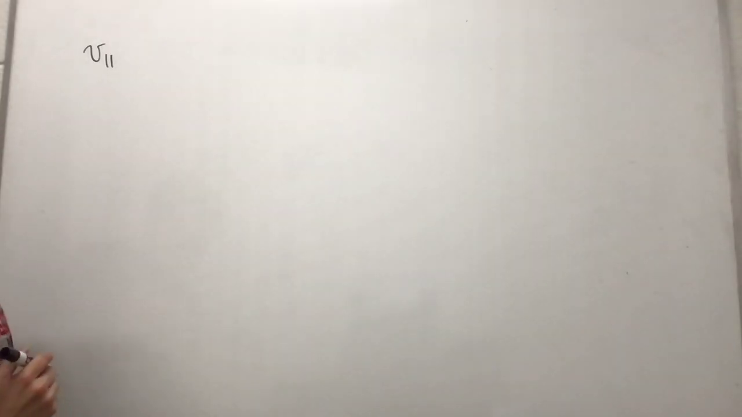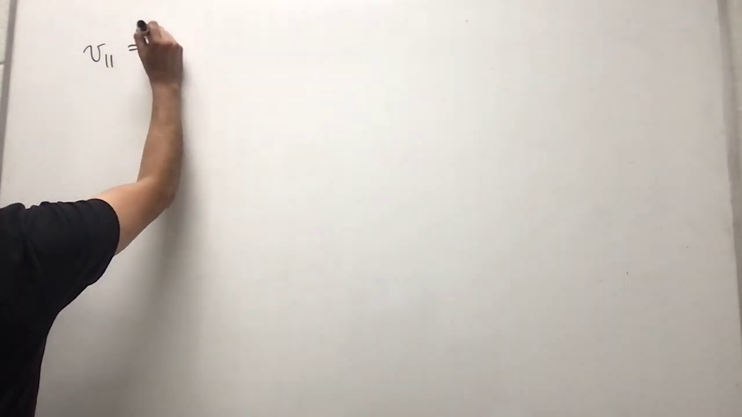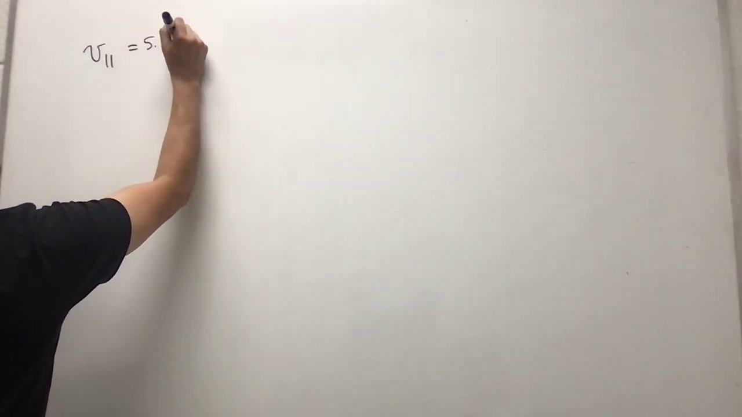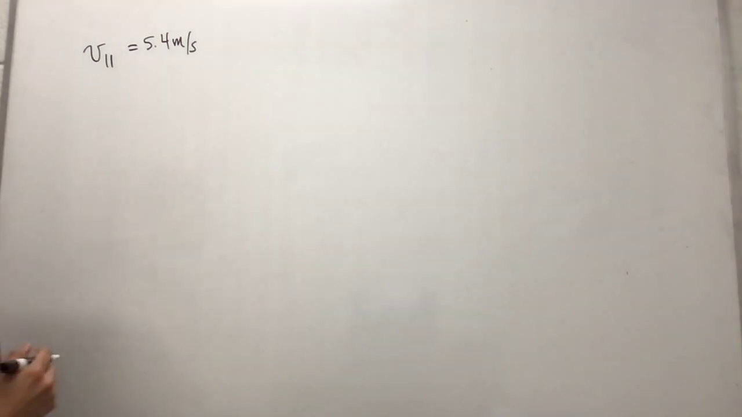Okay, so this is a continuation of the problem. And the part that we need from the previous part, I guess the quantity of interest, is the velocity parallel to the plane or to the ramp. And that number was 5.4 meters per second.